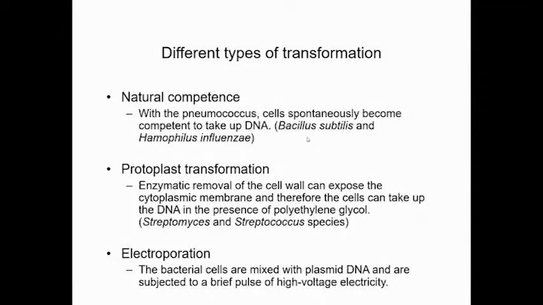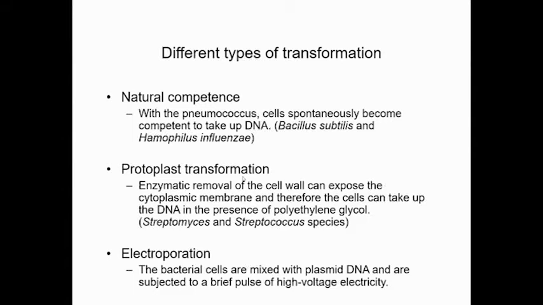Yesterday, there are different types of transformation. You can have natural competence, which means some bacterial cells have the ability to take up DNA from the environment. That's natural competence, but sometimes you can also induce competence, which we will discuss later. Then you can have protoplast transformation, where you remove the cell wall and mix with the DNA, and then the cell can take up the DNA.